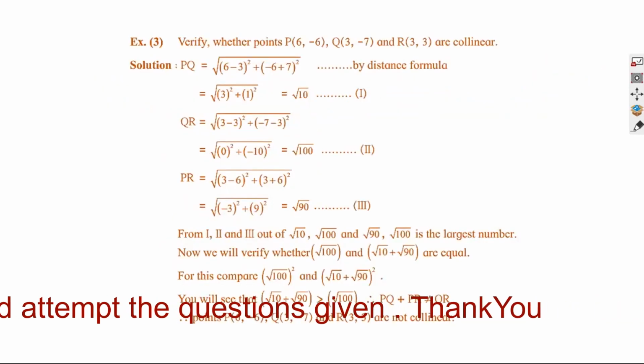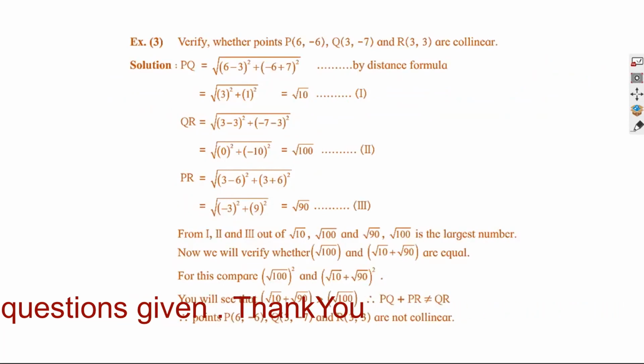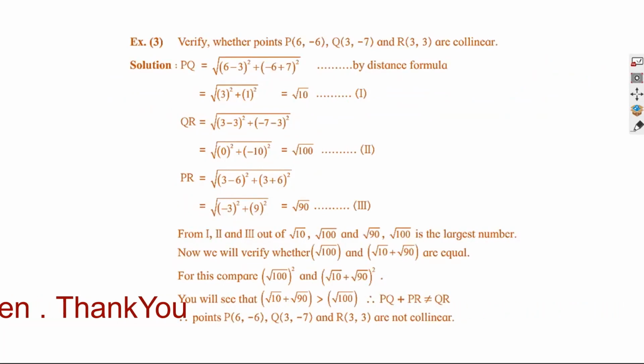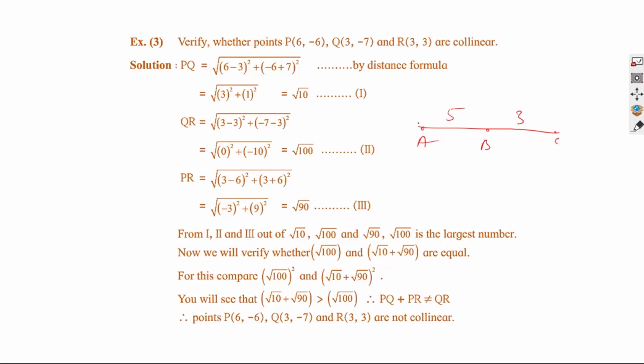This is another example where again the same topic, whether they are collinear or not. As I told you, if they are collinear, as I had shown you before, if you are considering a line with three collinear points A, B and C, and if this is 5 and this is 3, this must be 8.